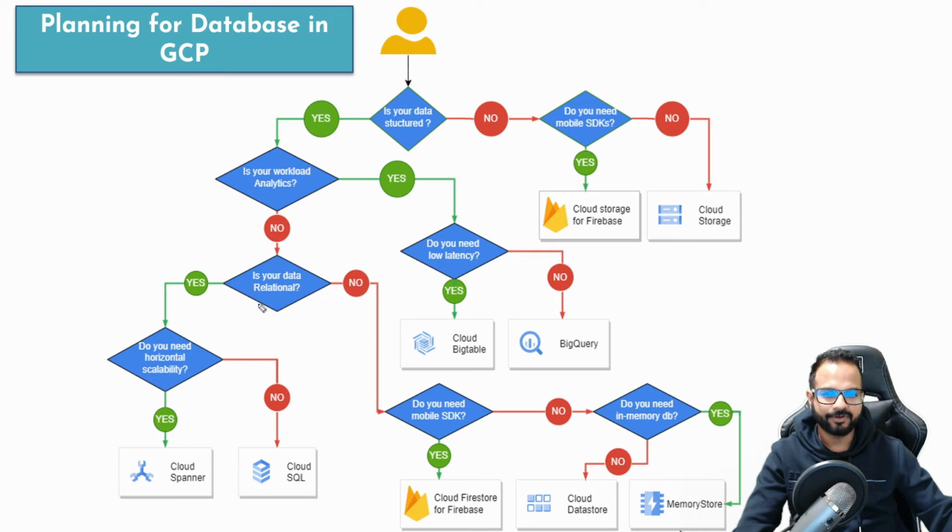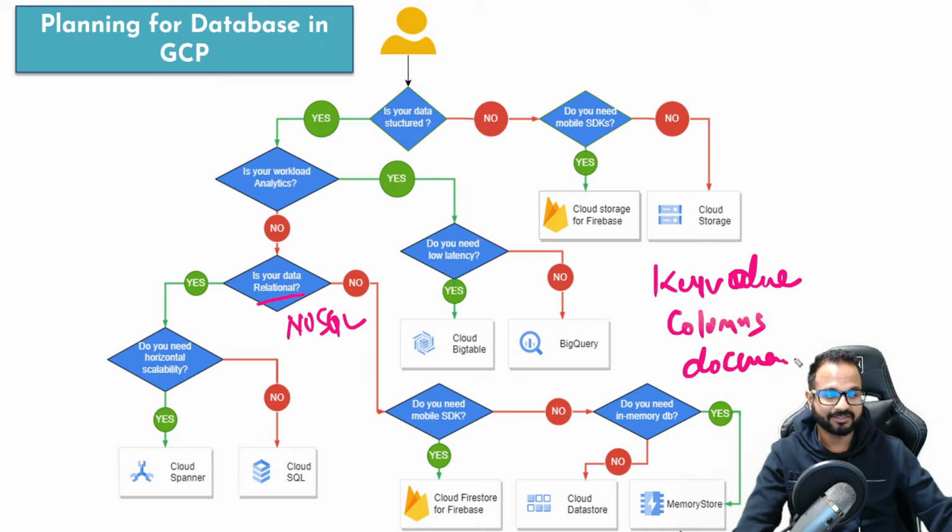Now let's say your data is not relational, that means it is NoSQL data, that is data in the form of key value pairs, or data in the form of columns, documents, all these types of data are NoSQL data. And if you need the capabilities of a NoSQL database, then you should be checking whether you need mobile SDK capabilities. If yes, then Cloud Firestore for Firebase would be an ideal choice for you.